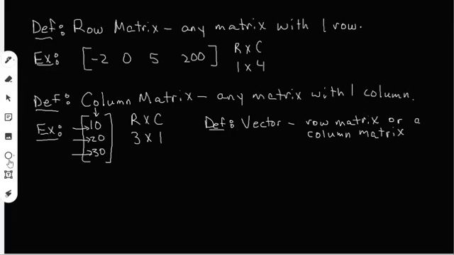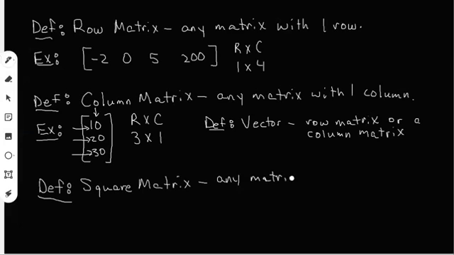So now that you know that, let's talk about what a square matrix is. Have you ever seen a square matrix before? If not, you're about to. But let's define it first. What is a square matrix? Well, it's exactly like it implies. It's going to look like a square. Well, what is a square? A square is something where all sides are the same length. So a square matrix is going to be any matrix with the same number of rows as it has columns.